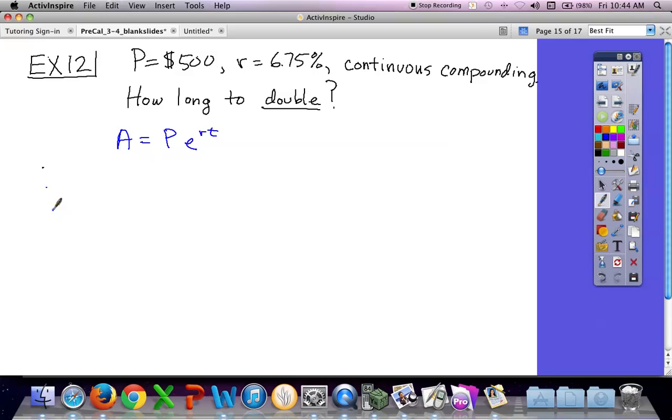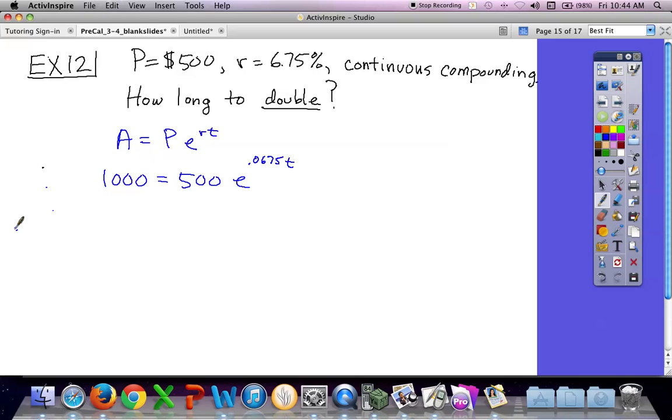It's 1,000, right? If you start with 500, it says, what is the time to double? Well, it'll double when A is 1,000. So that's, you got to understand, if it says double, that means the A will be exactly 2 times the P, e to the 0.0675 times T. So that's an exponential to solve, right?